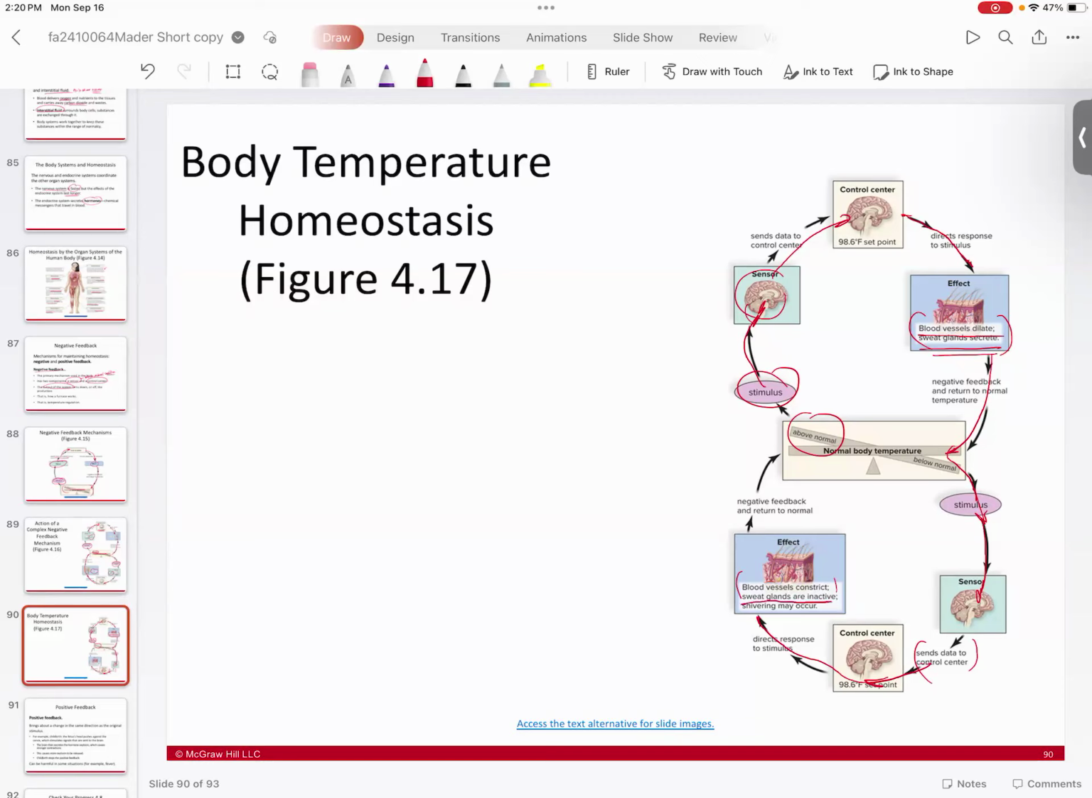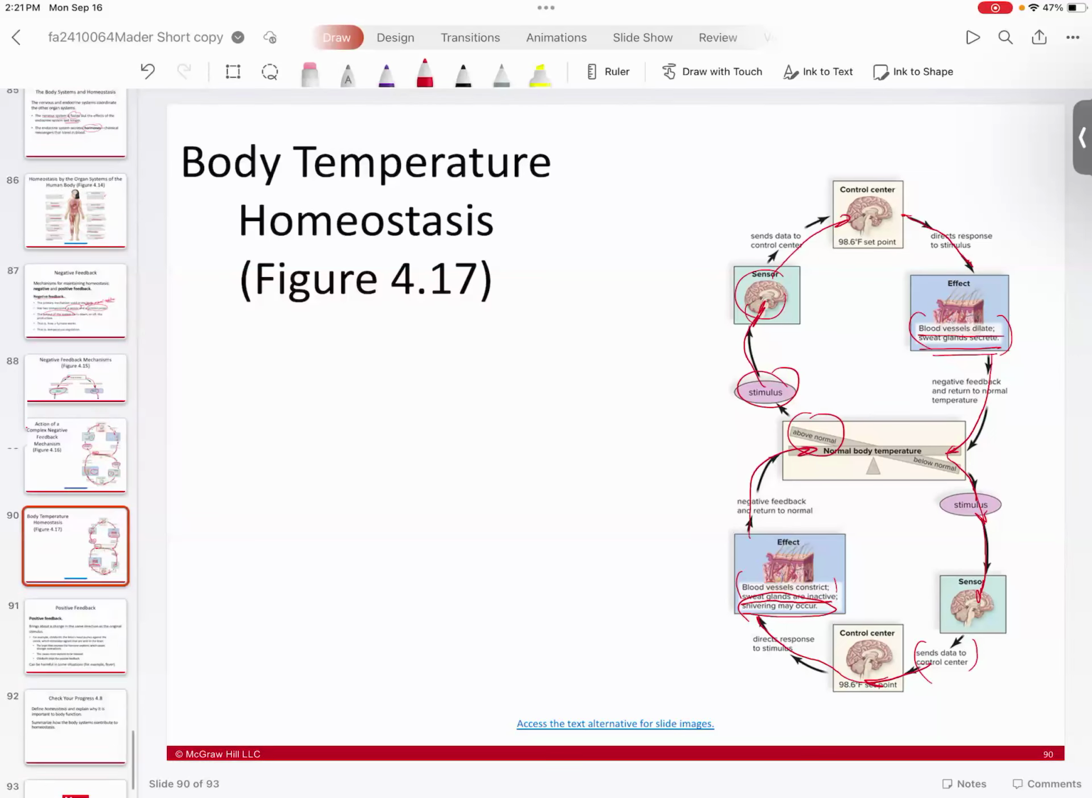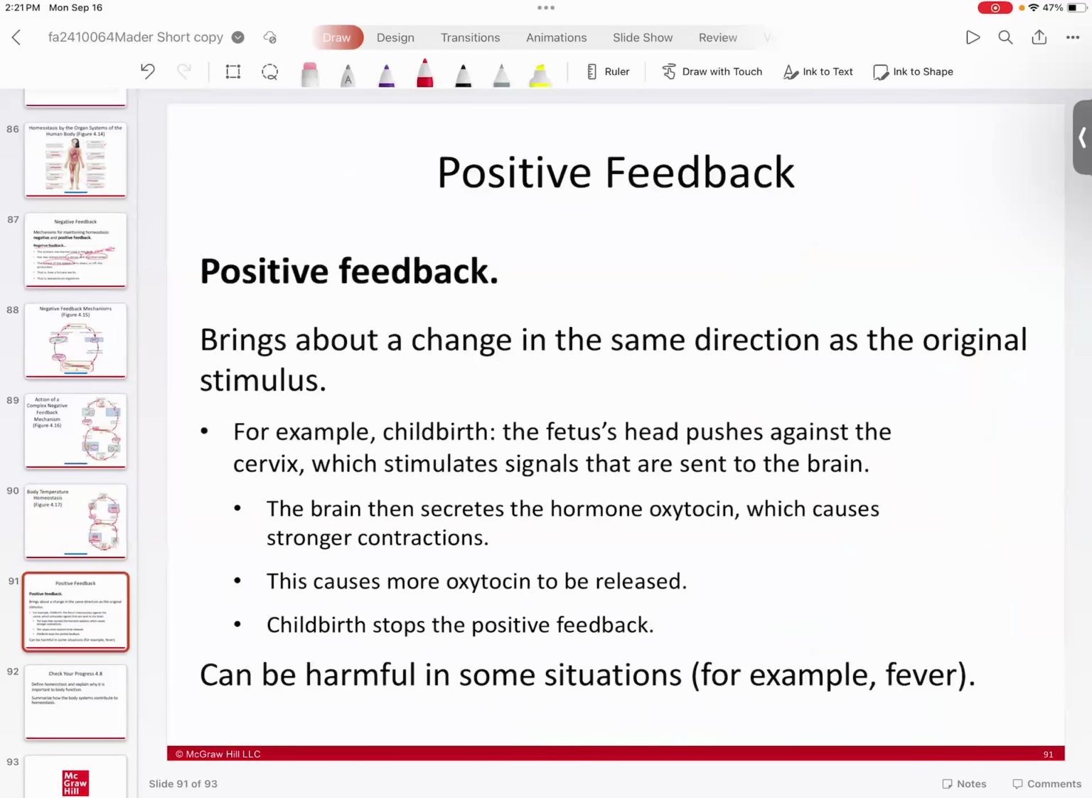You inactivate your sweat glands because you don't want to lose excess heat. And also, if you get really cold, you're going to start contracting your muscles involuntarily, shivering, so that you can generate more heat and increase that core body temperature, which should bring you back to homeostasis. So you can see basically how you have a similar type of situation where you have these feedback loops where your body is connected, but it's the same trajectory: sensation, integration, and then a response.